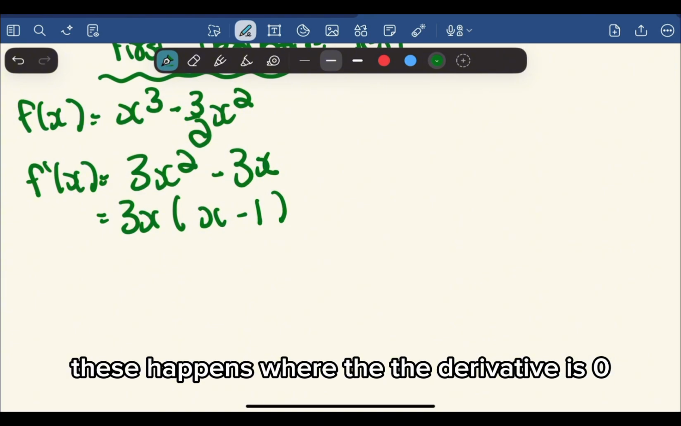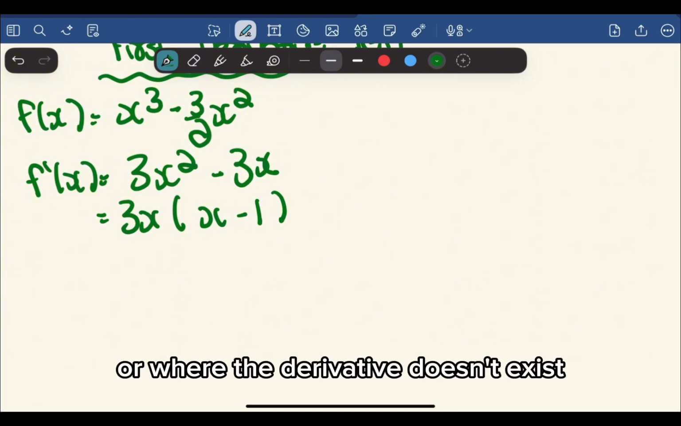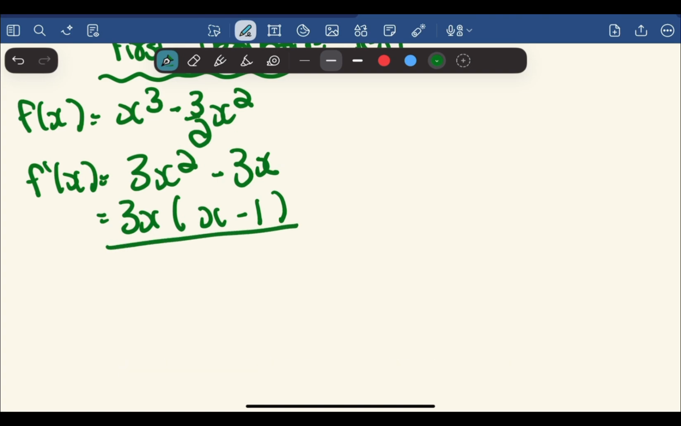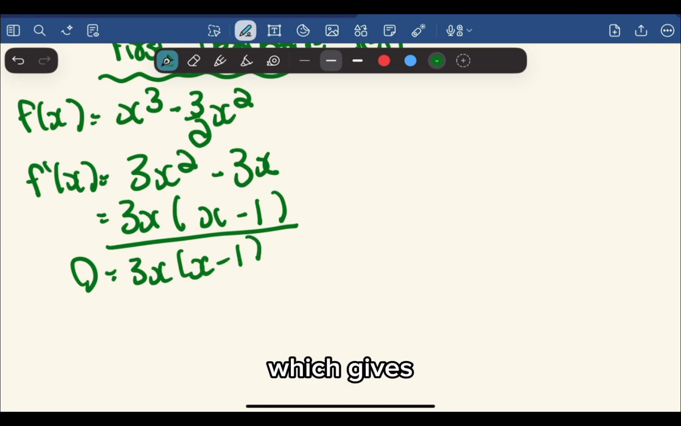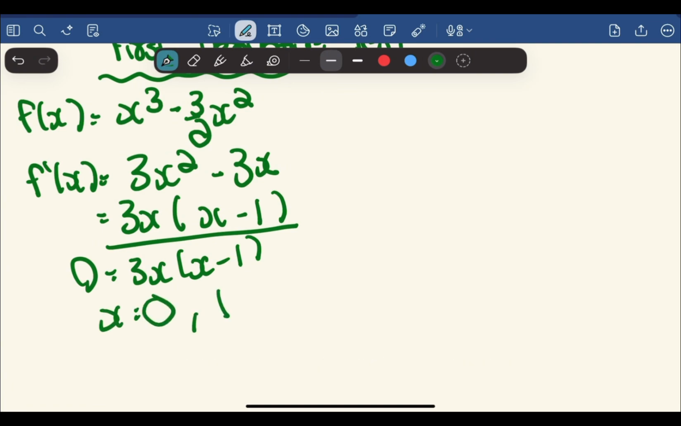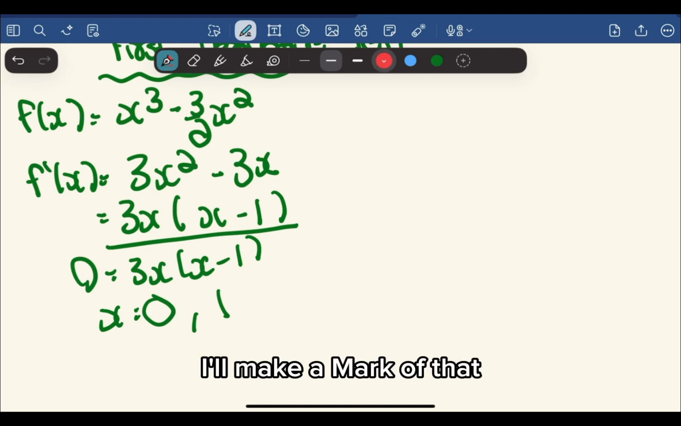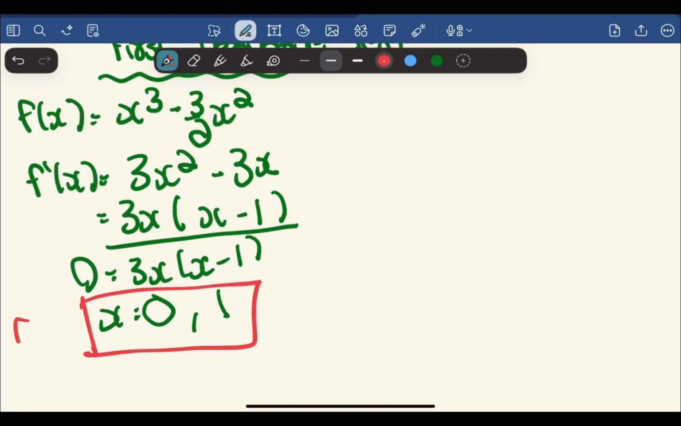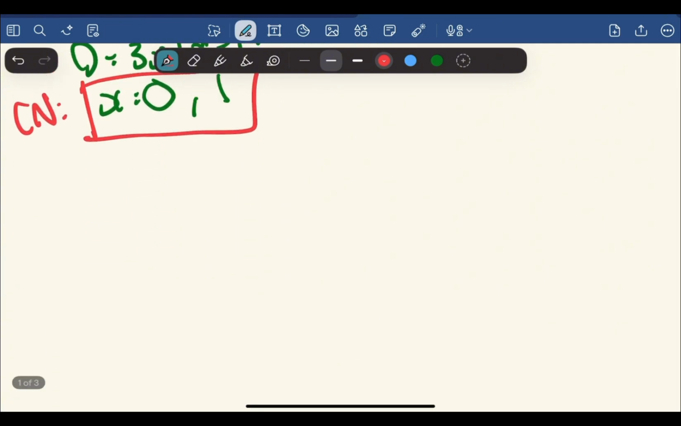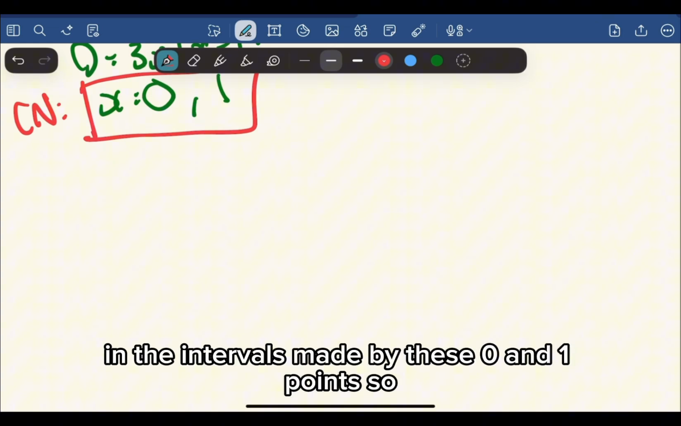Next we'll find the critical numbers. These happen where the derivative is 0 or where the derivative doesn't exist. Here we have 3x times (x minus 1). We set that equal to 0, which gives us x is 0 and 1, since that's where it will be 0. I'll make a mark of that. Now we test the signs of the derivative in the intervals made by these points, 0 and 1.